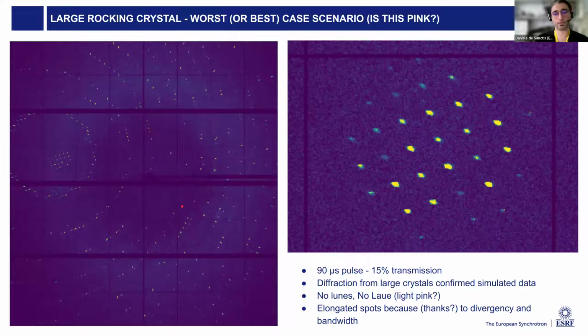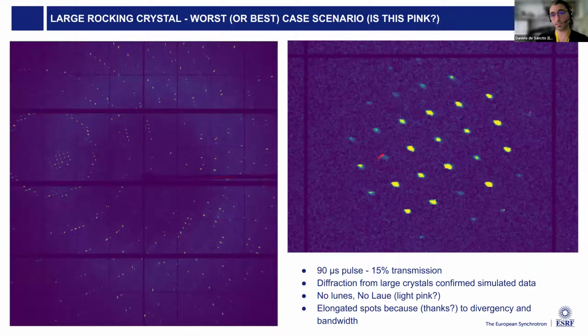How does a diffraction pattern look when we have a beam with such different characteristics? Basically, these are still images with very well diffracting crystals where we can see all the spots. I could say that this matches pretty much what we were simulating initially when we were making the beamline design. You see that working at 1% bandwidth is still far away from Laue diffraction conditions, so we don't see the classic Laue diffraction pattern with multiple lunes.